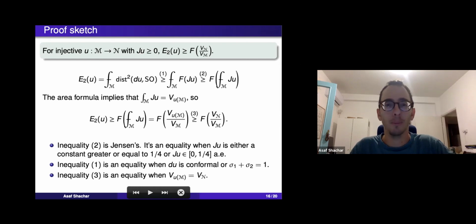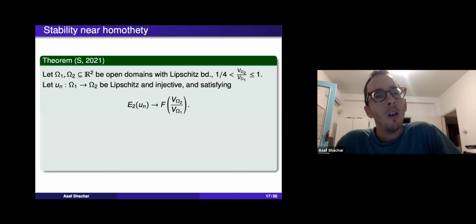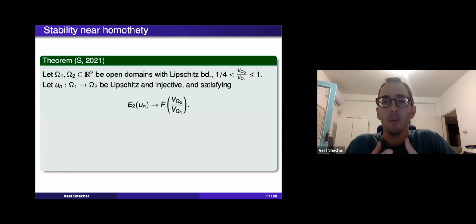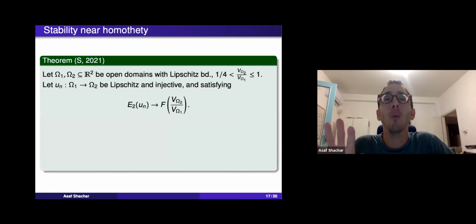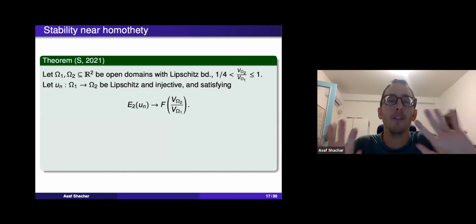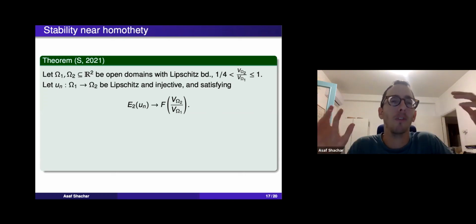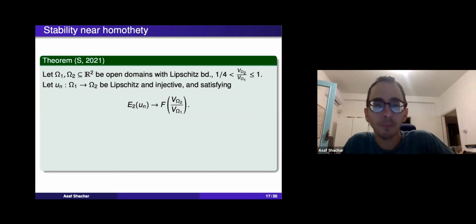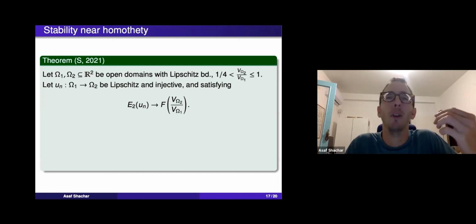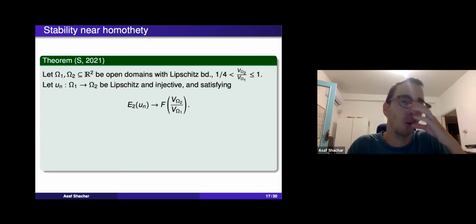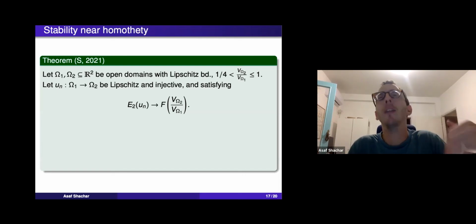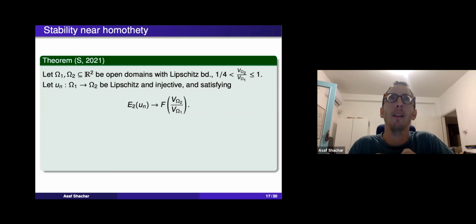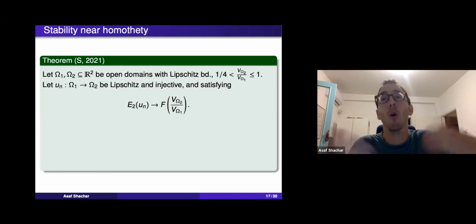Okay, great. So I want to talk a bit about stability. Up to now, we talked about exact minimizers, right? So here's the statement. I'm restricting everything now not to general surfaces, but to Euclidean domains, open subsets, let's say with Lipschitz boundary, in the Euclidean plane. And I assume that the ratio of areas is less than 1 because we squeeze, and strictly greater than a quarter. So we are strictly inside a regime where the maps which attain the lower bound are homotheties.